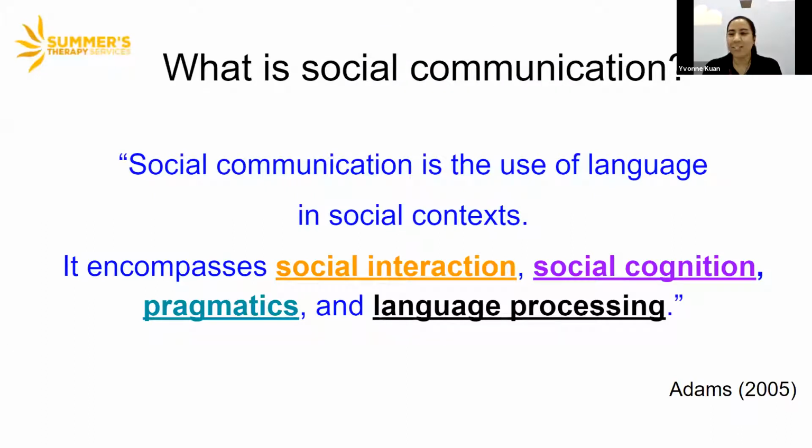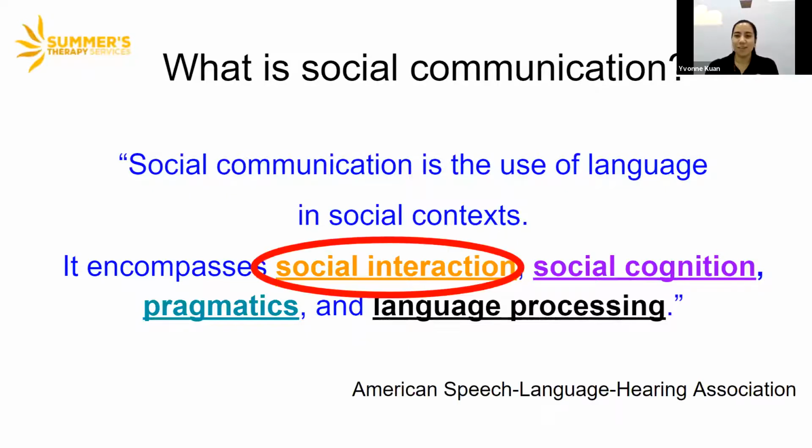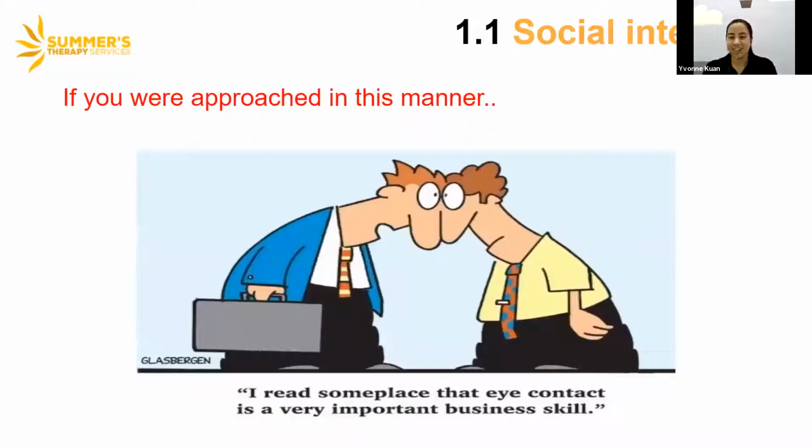Yes, as I was saying, we will be talking about the 4 components. And the first one we'll be talking about is social interaction. So when we look at this picture, what stood out to us was actually the social interaction part of it. What do I mean when I talk about social interaction? Essentially, as the term suggests, it's how I socially interact with another person.